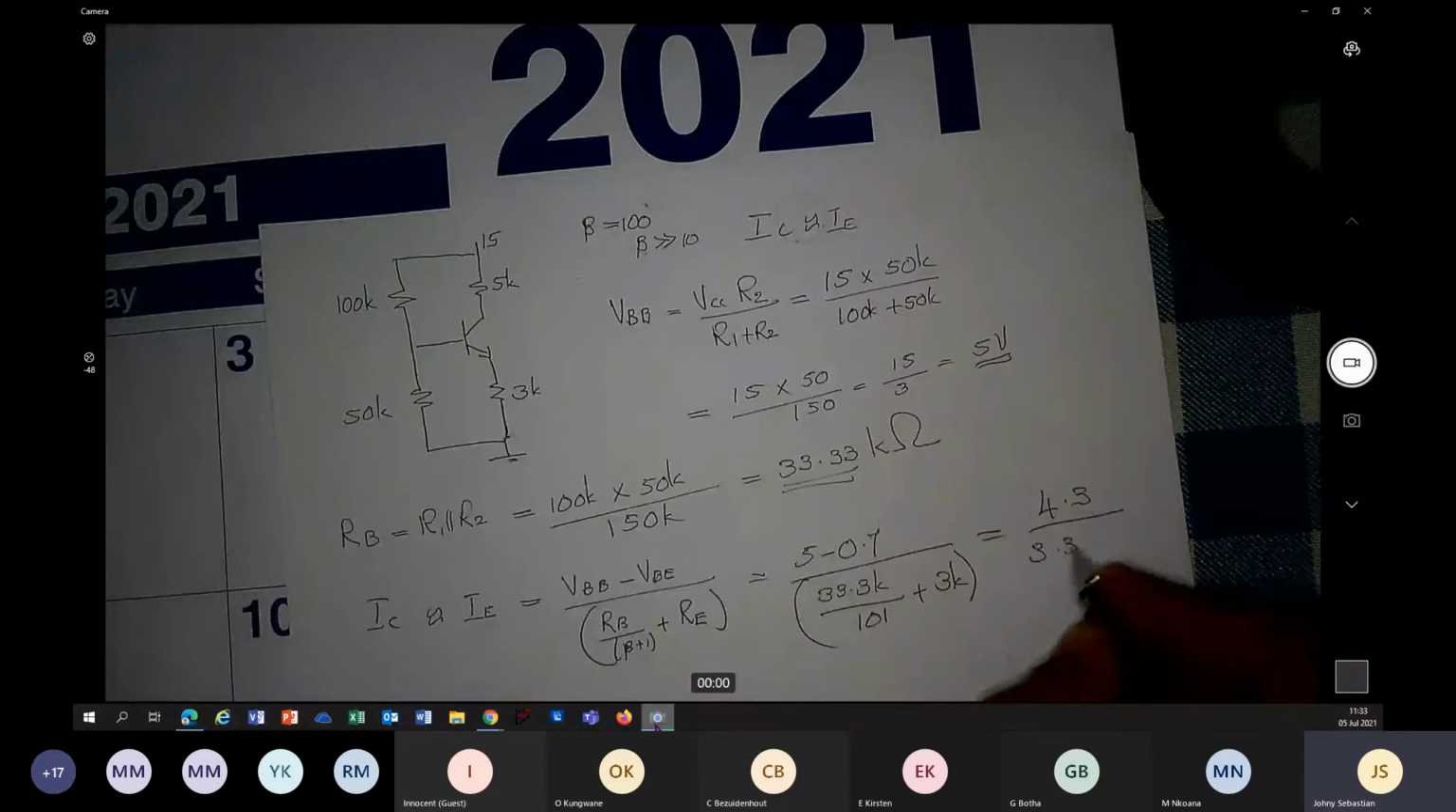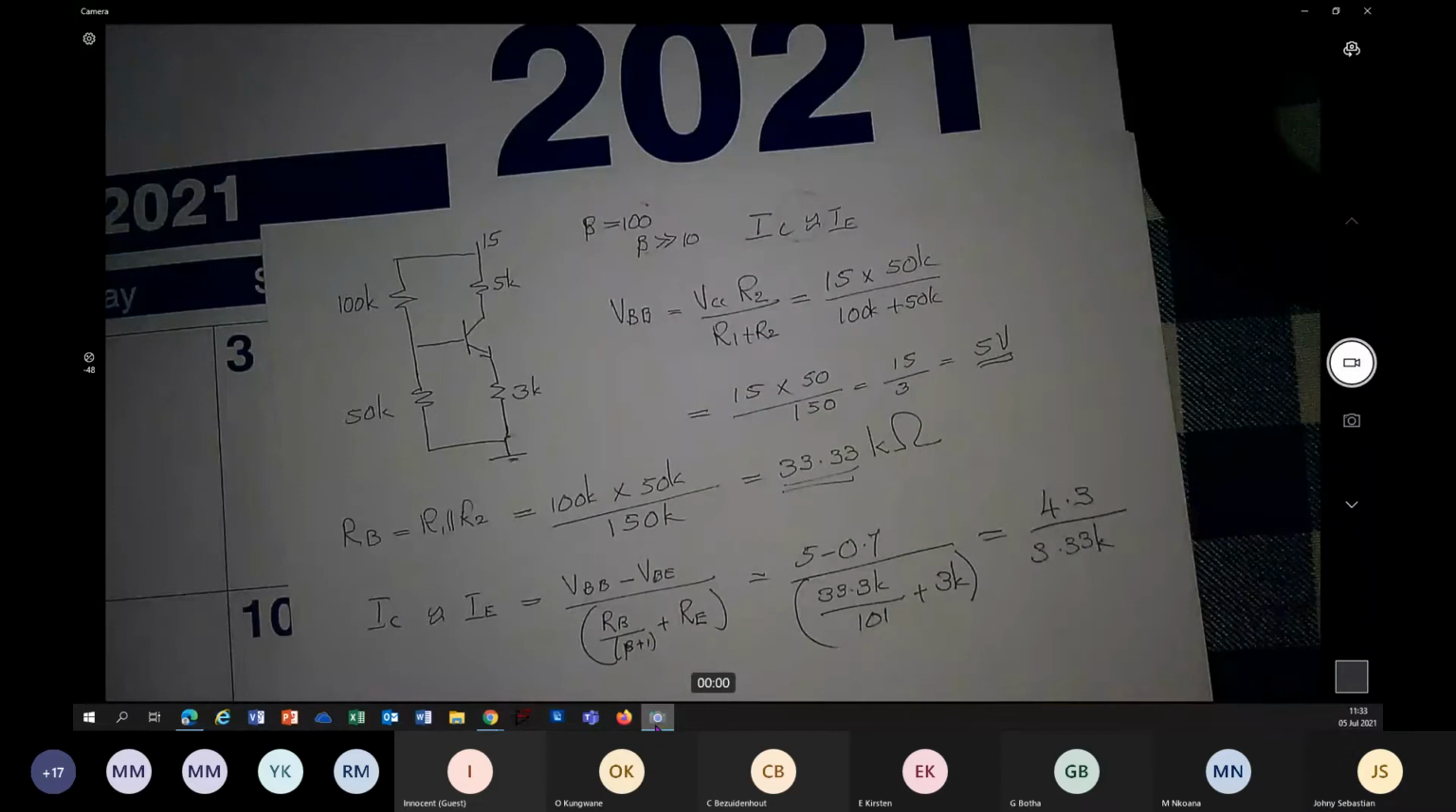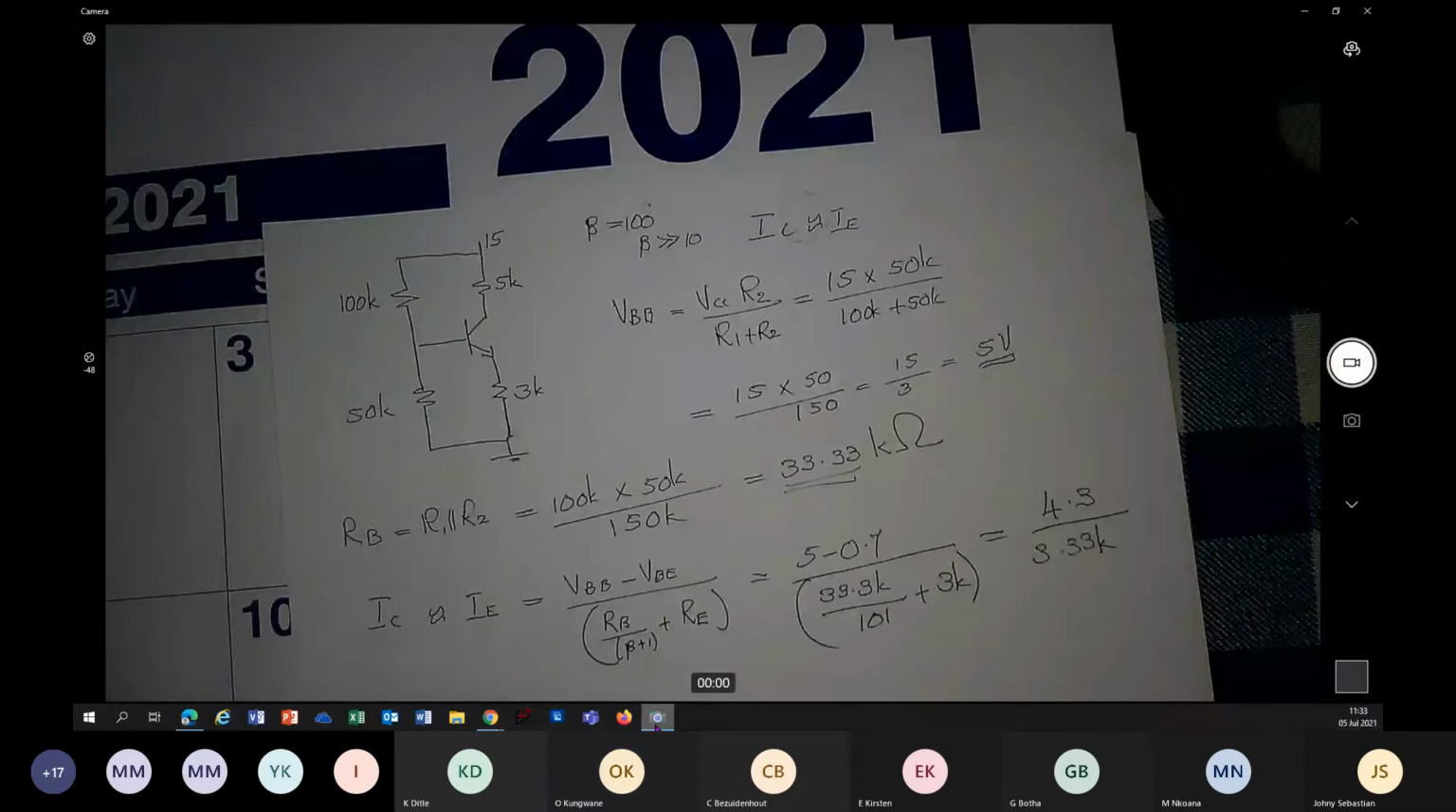0.33... 1.29 milliamps. 1.29 milliamps. That is your collector current.